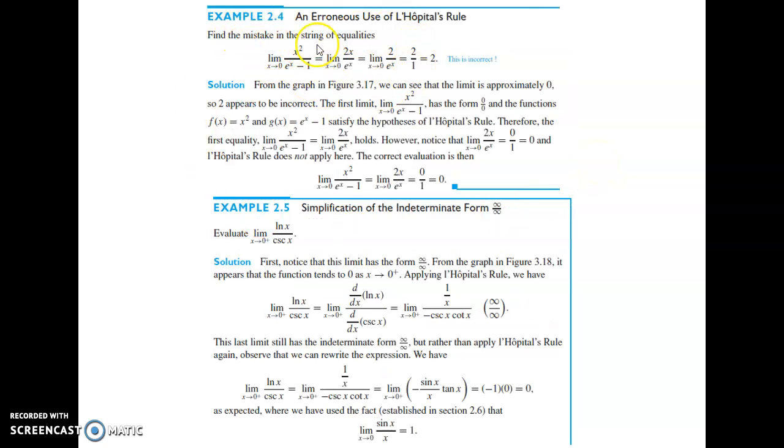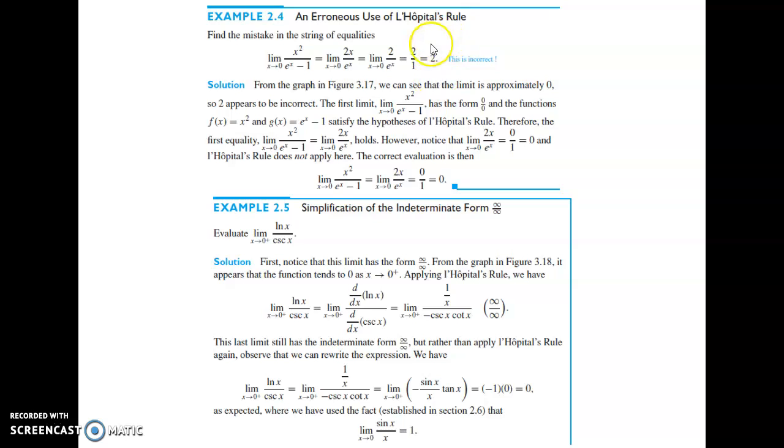Let's say this example. Finding the limit of (x square by e raised to x minus 1) as x tending to 0. So I put x is equal to 0, 0 by 0. So therefore I use the L'Hopital's rule, differentiation of x square is 2x, differentiation of this is this. Again I will use the L'Hopital's rule. So differentiation of 2x is 2, differentiation of this is the same. Now I put x is equal to 0, 2 by 1 is equal to 2.